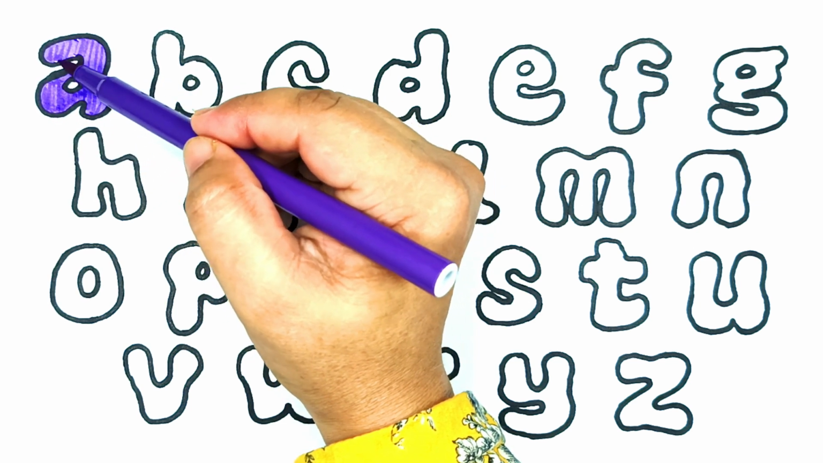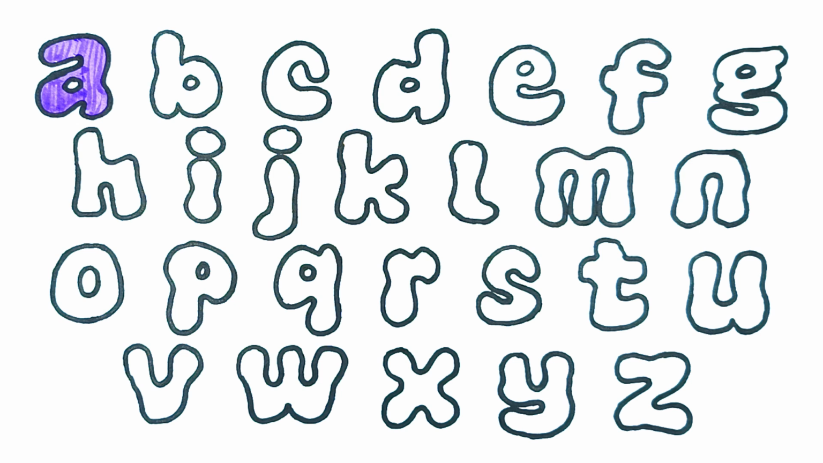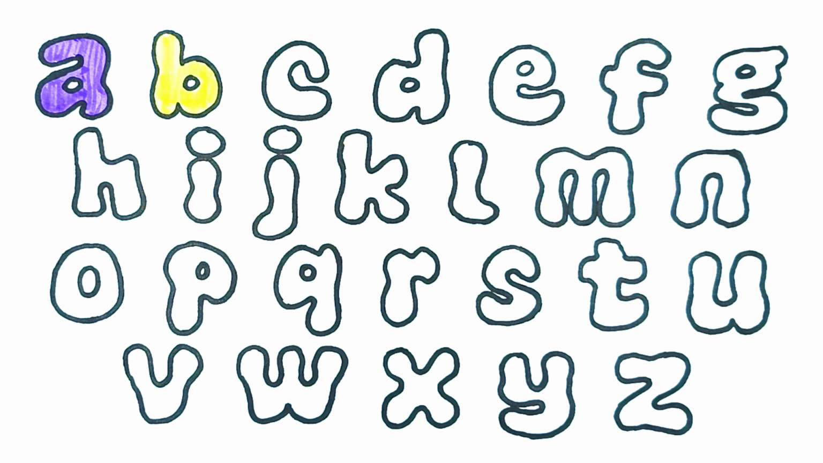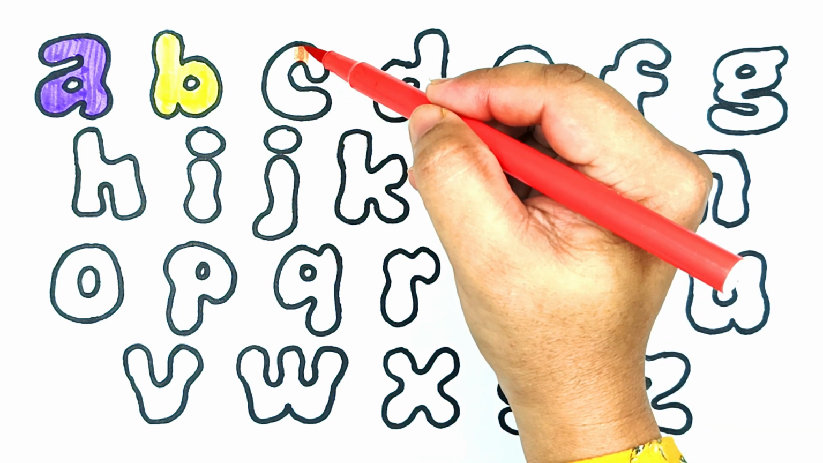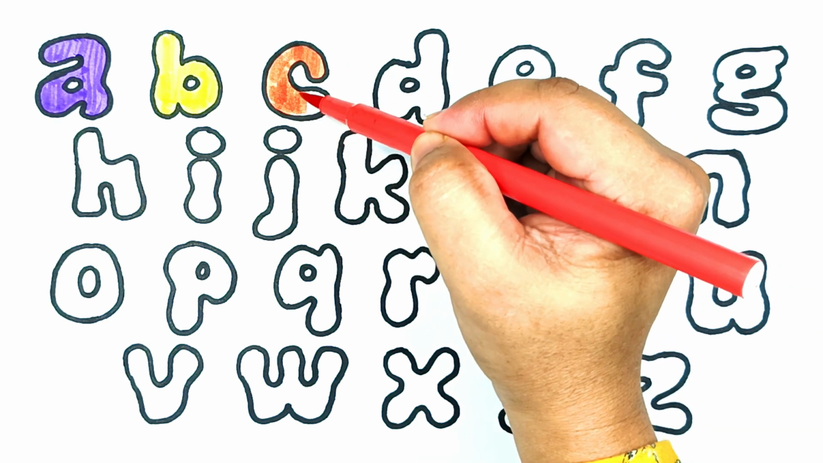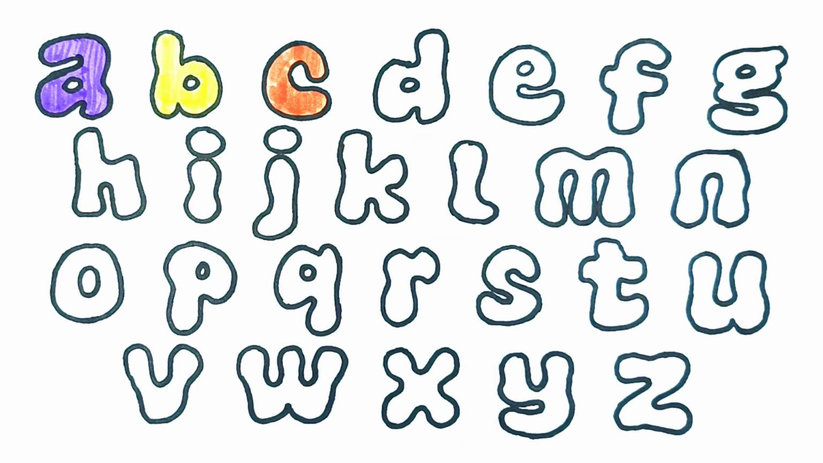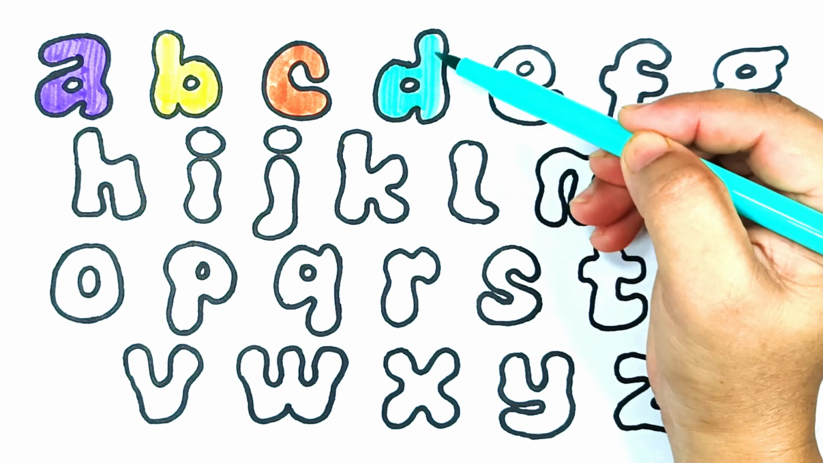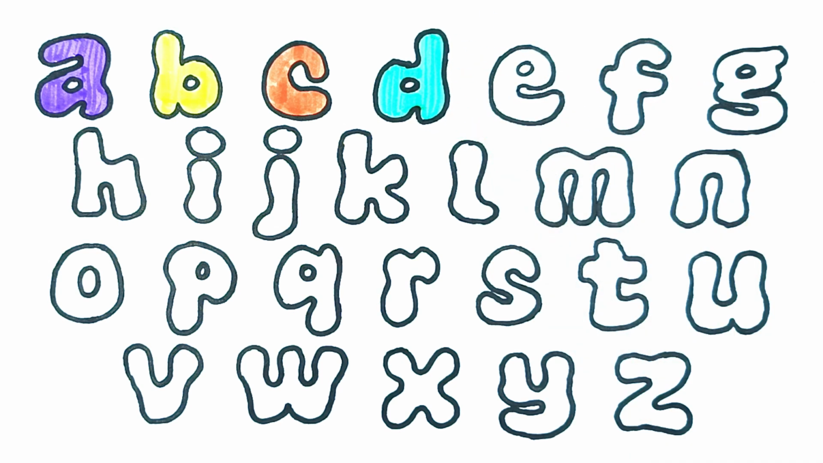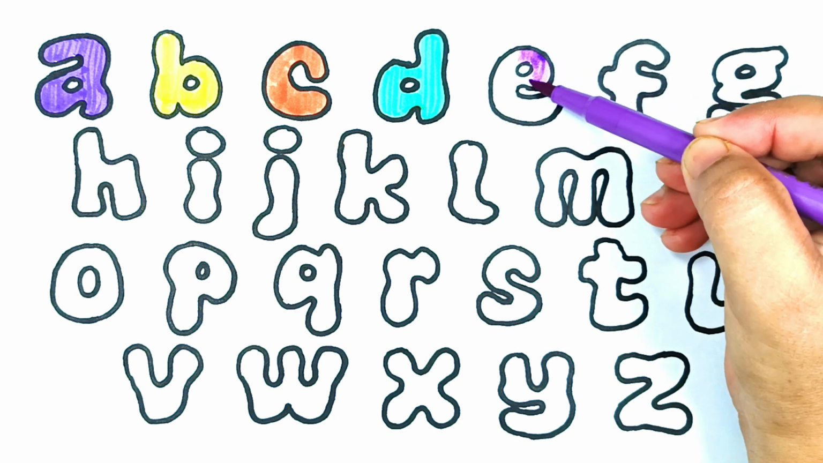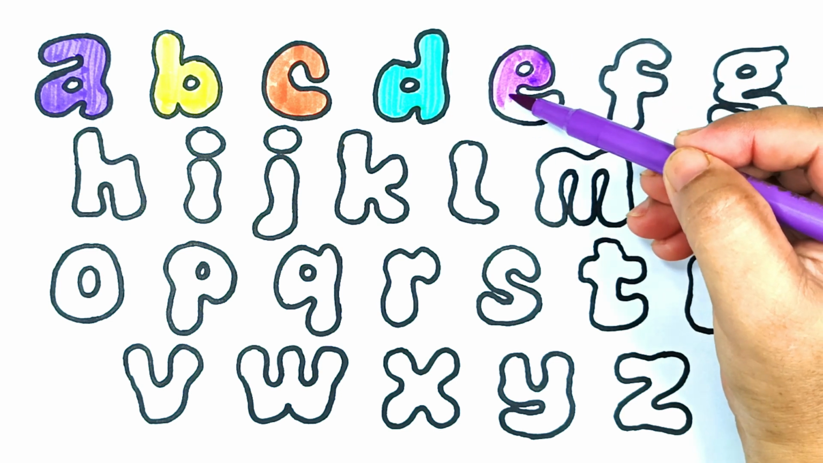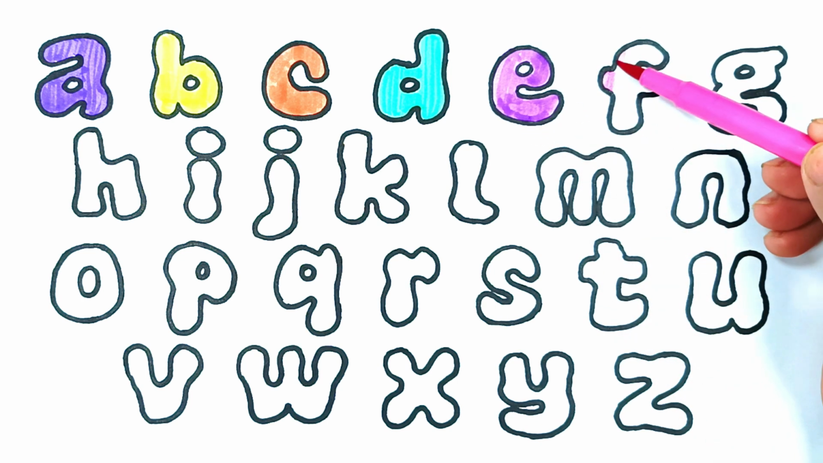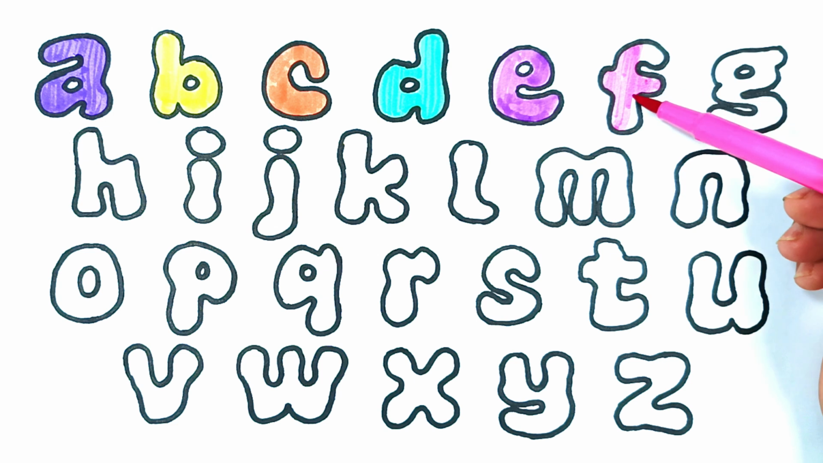A is for alligator. B is for ball. C is for cat. D is for dog. E is for egg. F is for frog.